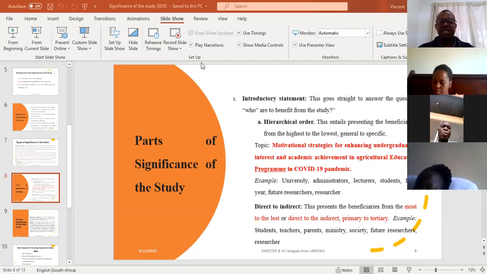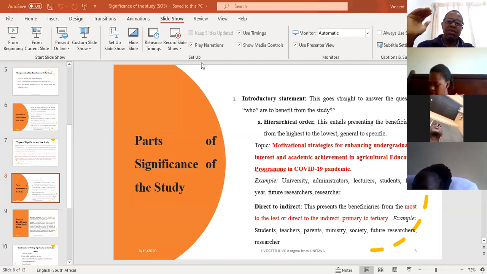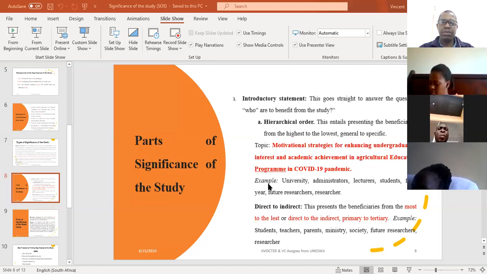There are two ways to arrange them. And the first one is hierarchical order. You can arrange them starting from the higher to the lower. If you look down after this topic in red, you will see where I said example. We are going to see the university, administrators, lecturers, students, final year, future researchers, and researcher. I started from the broader aspect in that order. You can also turn it the other way and start from researcher. But know that researcher is always coming last.